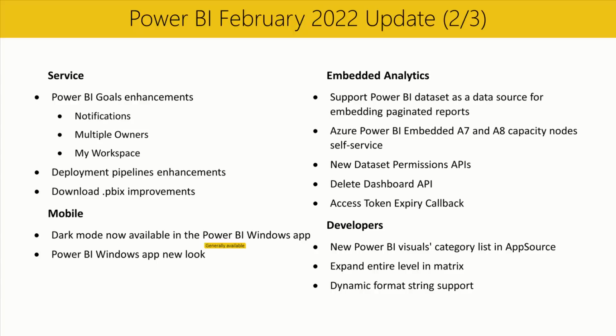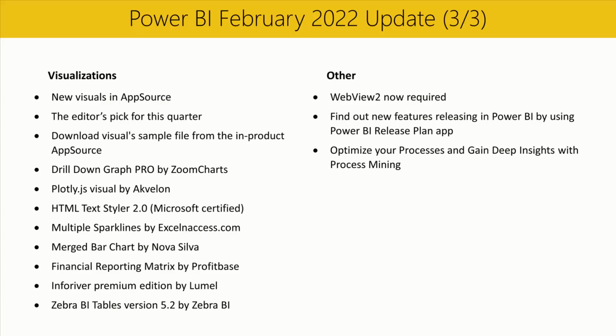Next, in order to support dynamic format strings in your custom visual, we've added a new definition for you to add to capabilities.json, available from API version 4.2 onwards. Moving on, we have some exciting updates to share with you in the visualization section.